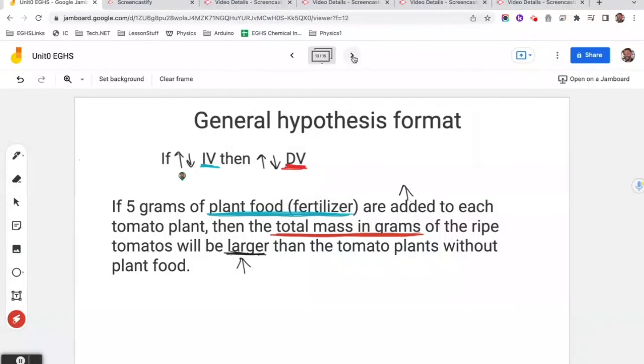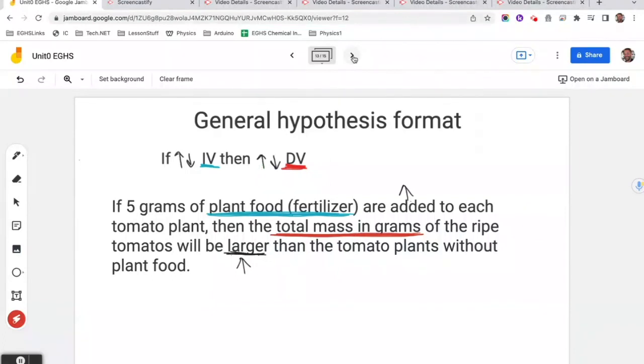And so then also the mass of the tomato plants, and I said the ripe tomato plants, which is more specific. So the mass in grams. I didn't just say mass. I said what I'm massing it in, right? Pounds, kilograms, grams, whatever. And I said ripe tomatoes. Also notice that it said larger. So that'll satisfy this right here. So this is the general hypothesis, right?